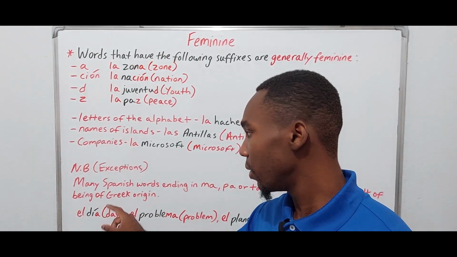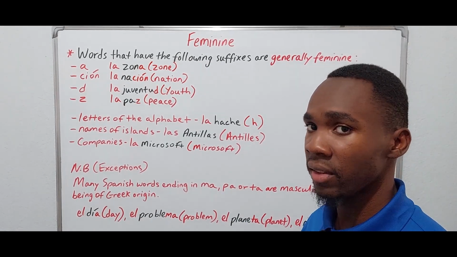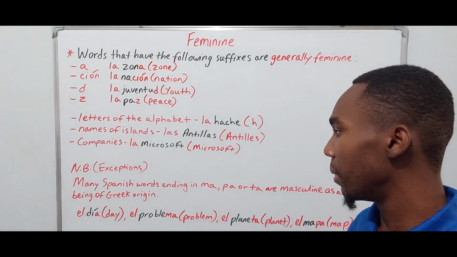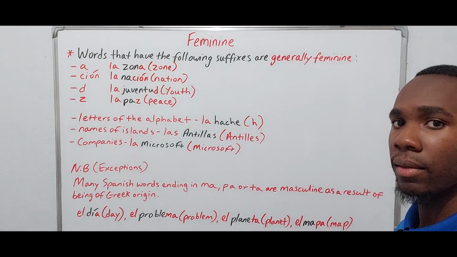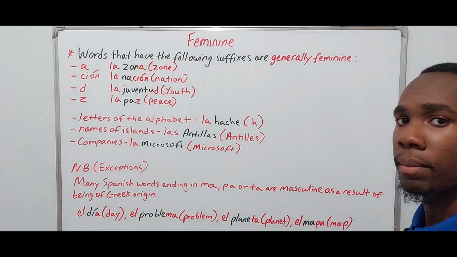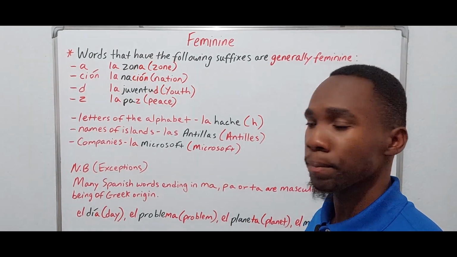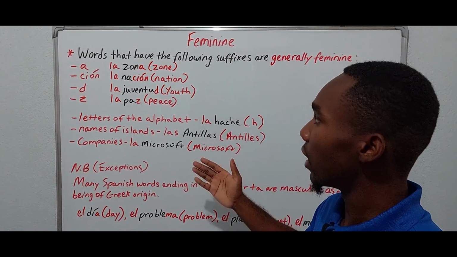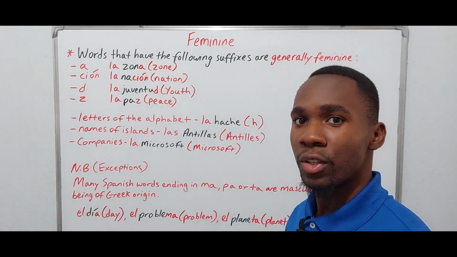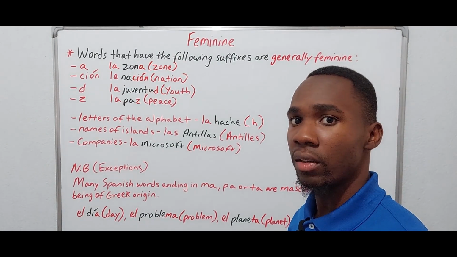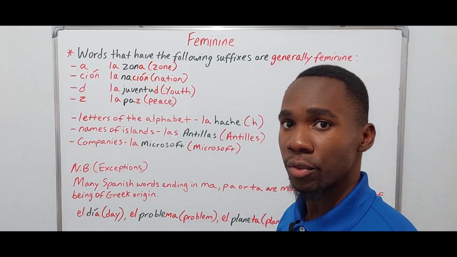So examples, el día. You see that ends in A, but it's masculine. That means day. Problema, problem, right? El planeta, planet. El mapa, map. So you see that all of these end in A, but they are masculine, right? So this will cover feminine nouns in Spanish, all right? So now we are going to get into how gender affects determiners, okay? So that's the next part that we'll be going to.